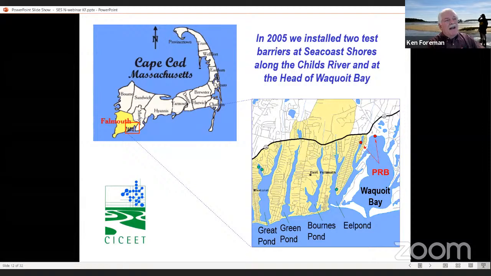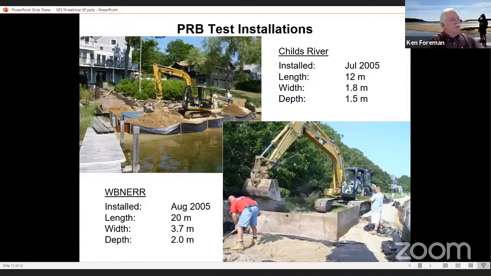So in 2005, with funding from the SICE program of NOAA, we installed 2 test barriers at seacoast shores along the Charles River and at the head of Waquoit Bay. This is what it looked like when we were installing these barriers. One is about 20 meters long, the other about 12 meters long.